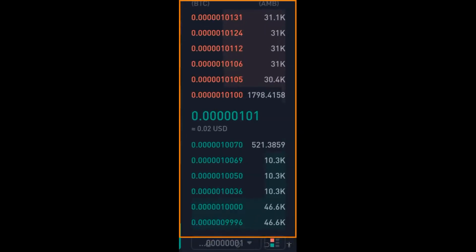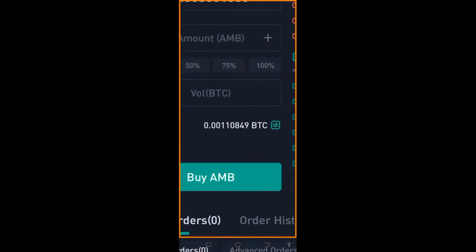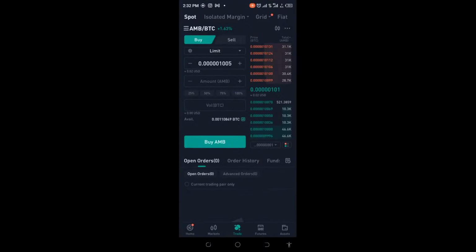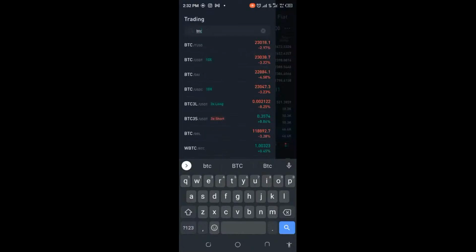You can even see that it rose up to 0.0000101. That is phenomenal. So what do we have here? We have no AMB, but we have our BTC. What we're going to do now is change this to TRX, and then we'll send it over to Binance. So let's change this to TRX.